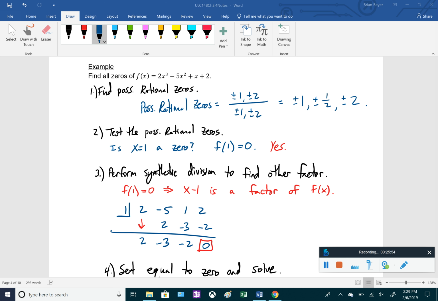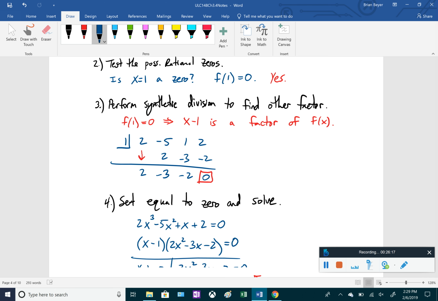And so you may realize that maybe you were doing plus or minus 2 over plus or minus 2. That actually equals plus or minus 1 because 2 over 2 is 1. So that's why there's only 3 possibilities that I wrote out, because the 1 pops up twice. So testing these, it turned out that x equals 1 is a 0 because f of 1 equals 0.